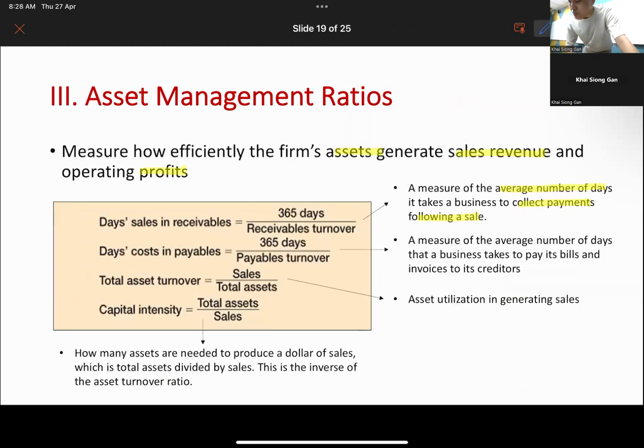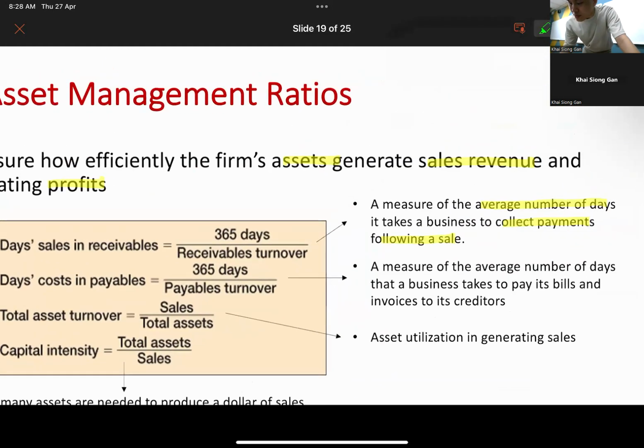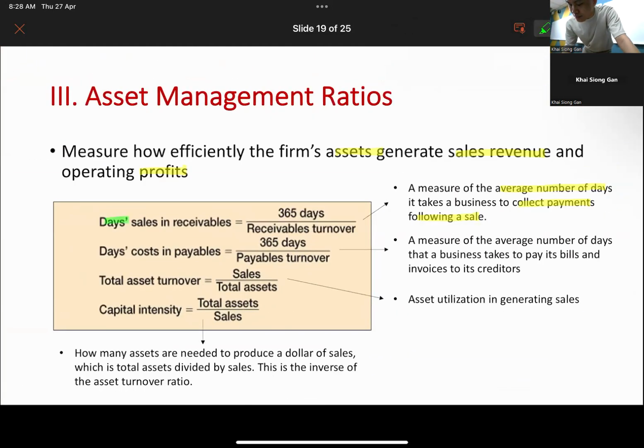So this leads me to the next slides. I want to convert everything into days. I use 365 days divided by receivable turnover to see the average number of days that I use to collect the payments back. Similarly, for payables, I use 365 days divided by payables turnover to see the average number of days that I use to pay for my bills. So these two are the continuation of the previous two formulas.